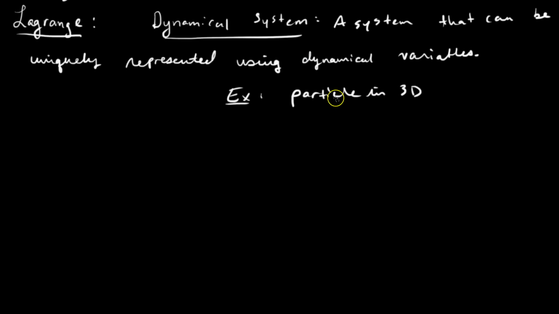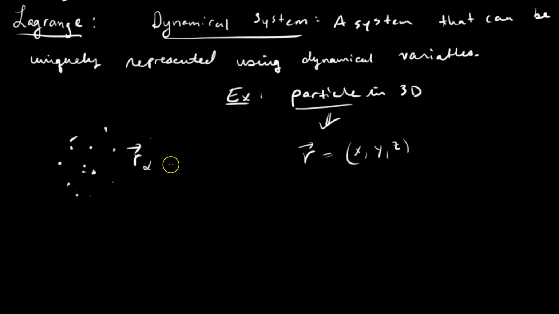So we have this dynamical system of the particle, and it can be represented uniquely with its position, which is x, y, z, right? These dynamical variables x, y, z represent the dynamical system of the particle. That's what a dynamical system is. Okay, and if we have a bunch of these particles, then we're going to have our alpha. We're going to have all these different positions for each particle, where alpha is from 1 to the number of parts.